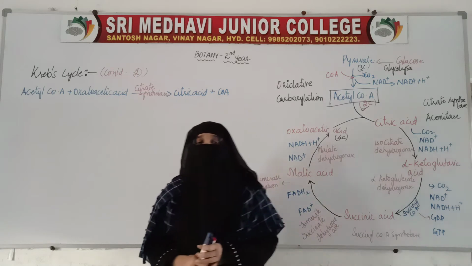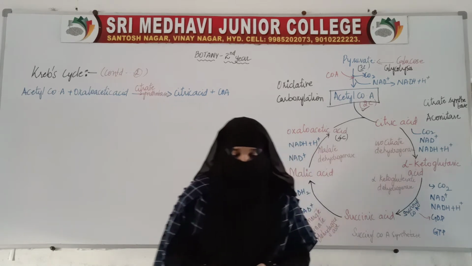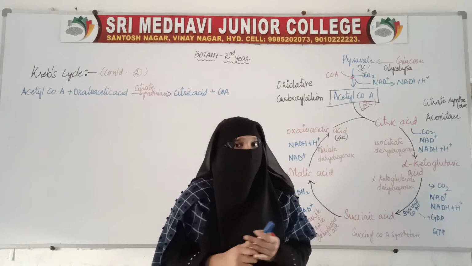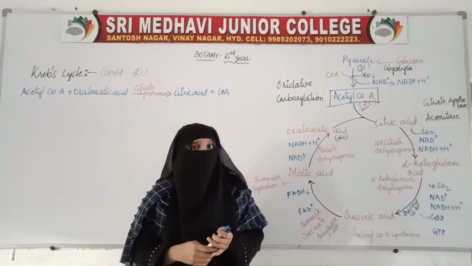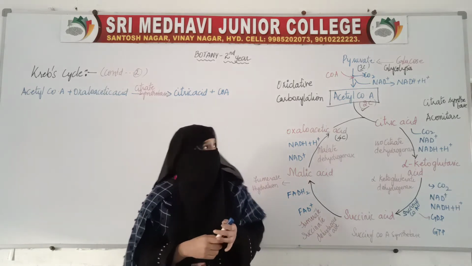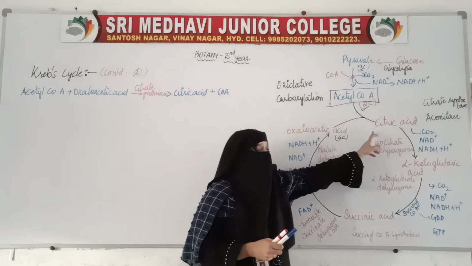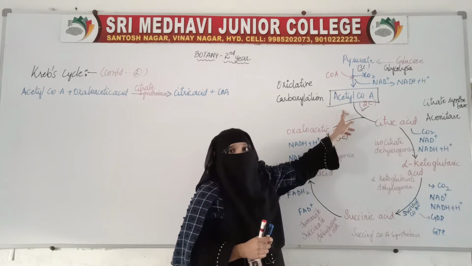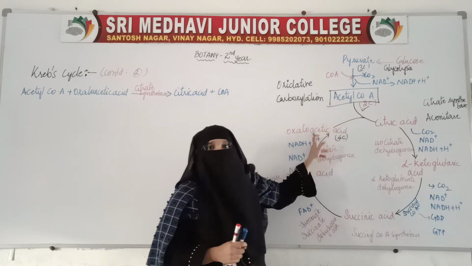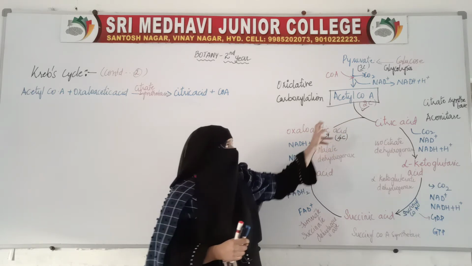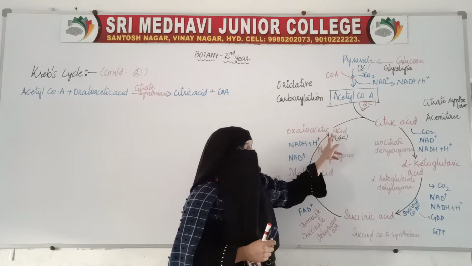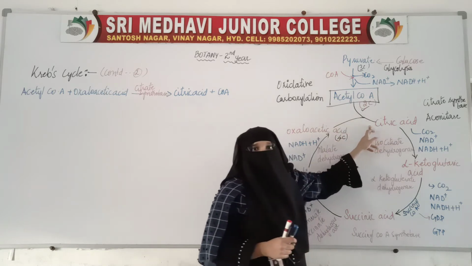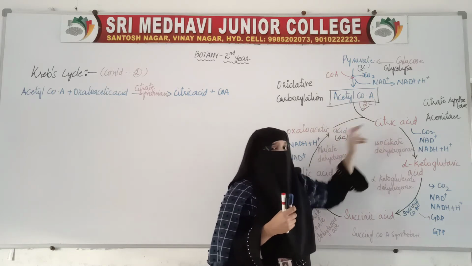Welcome everyone. We were discussing the steps of the Krebs cycle. In the last class we have seen how, by oxidative decarboxylation, the pyruvic acid was converted into acetyl coenzyme A, and this acetyl coenzyme A has entered into the Krebs cycle. How has it entered? It has combined with oxaloacetic acid. So this 2 carbon compound has combined with a 4 carbon compound, that is oxaloacetic acid, and a product was formed which is nothing but citric acid.